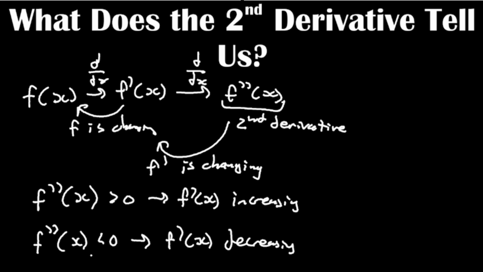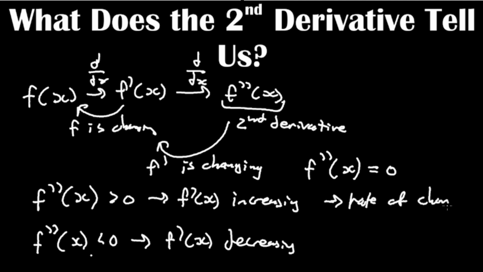Now there is one case that we didn't cover. If f double prime of x is 0, what this basically means is that your rate of change is neither increasing nor decreasing. So this often is an inflection point. It doesn't always mean an inflection point, but it always means that your rate of change is staying the same. It's not changing at that point.